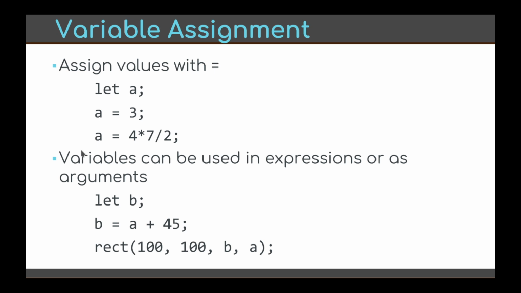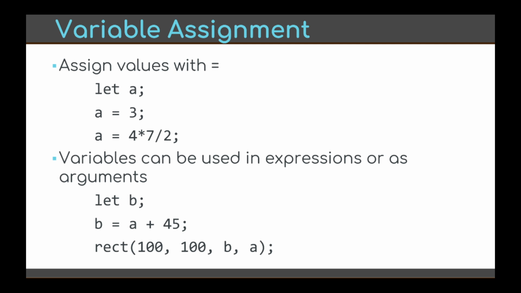At this point, what is b? What has been assigned to b? 14 plus 45. 59. Thank you. So b is 59. So now we can draw a rectangle with these numbers. So now it's 100, 100, 59, 14. So it's 59 wide and 14 tall.